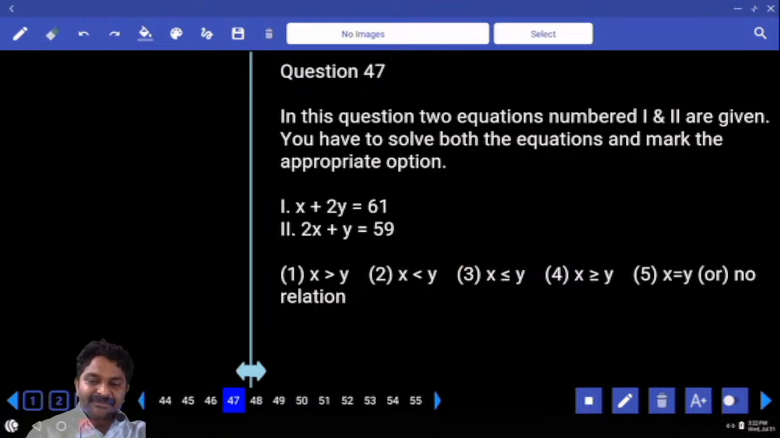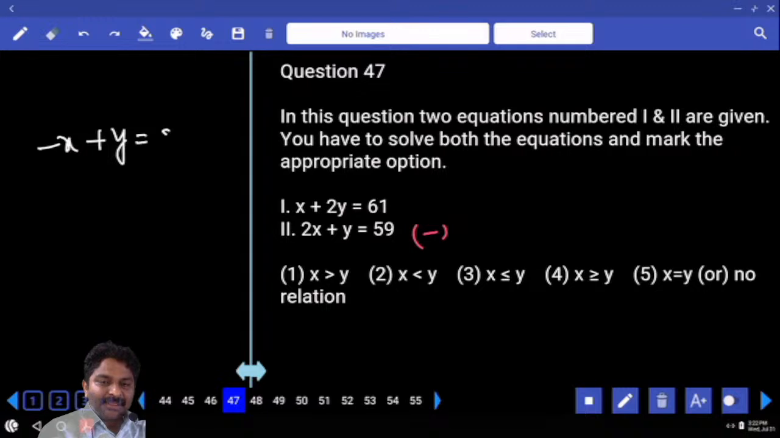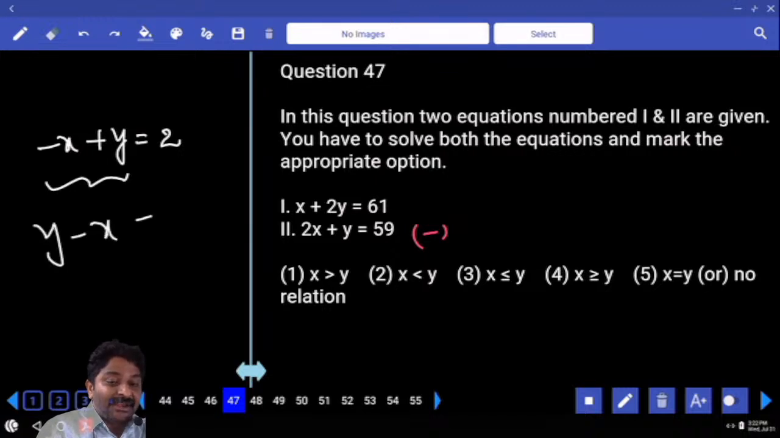Right, from the first equation, if you subtract the second equation, it is minus x plus y is equal to 2 only. If you rewrite it, it is y minus x is 2. From that, what can be derived? Y is greater than x. From y, if you subtract x, then you are getting 2. Then y is greater than x, right?